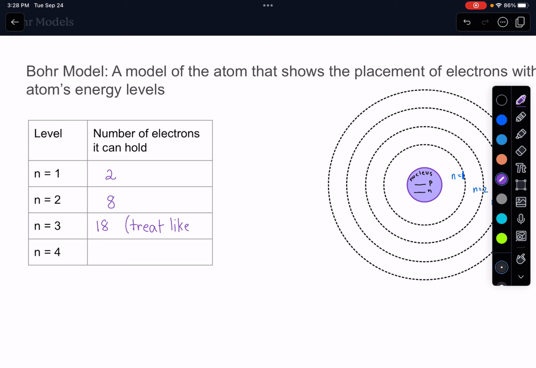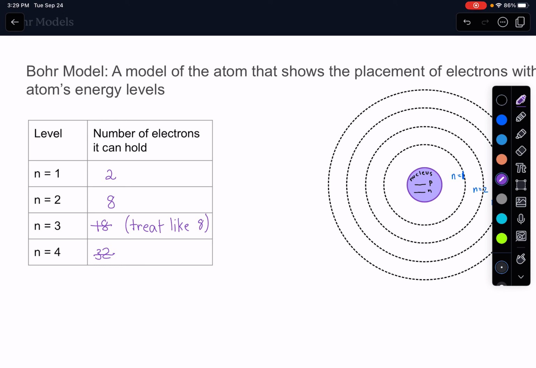And this is mostly because of that reason I was talking about before, where when you get to these big atoms, this model kind of falls apart, and this is a part of that. So even though it can hold 18, we're going to pretend it only holds 8. The last ring can hold 32, but you are never going to fill that ring all the way up. The most you will ever use that fourth ring for is to put 1 or 2 electrons on. It will not really be used past that. So you do not need to worry about filling up all 32 of those spaces.